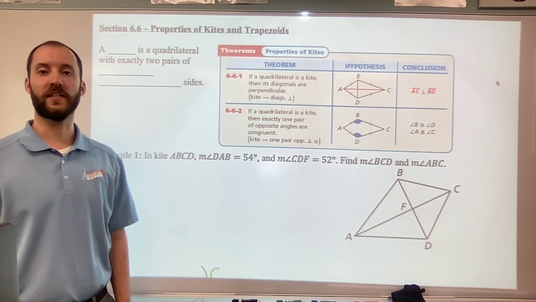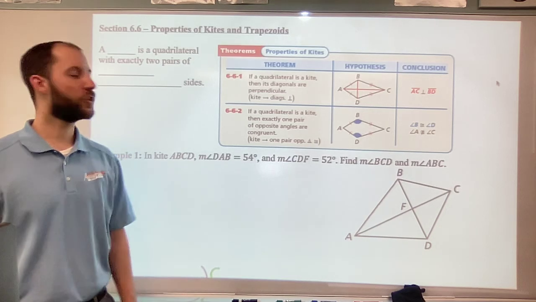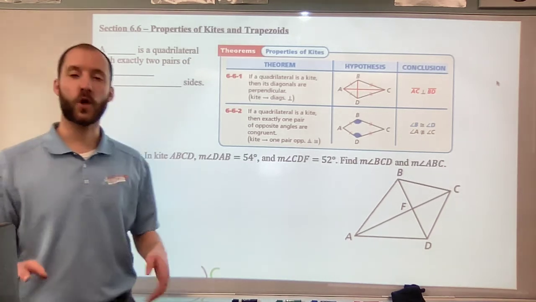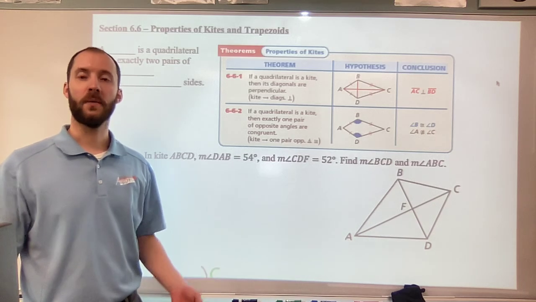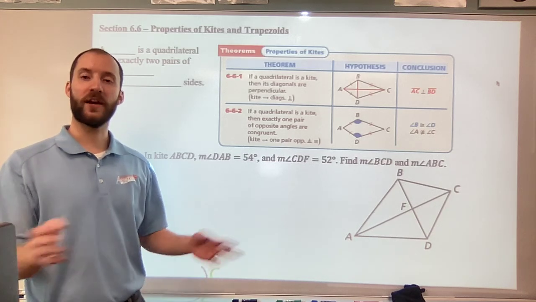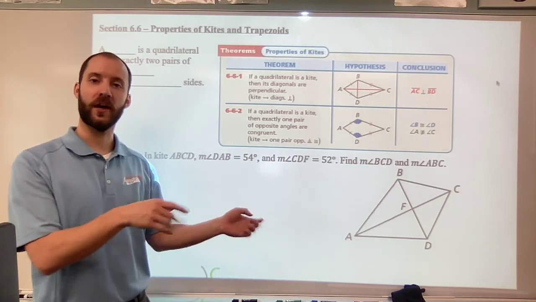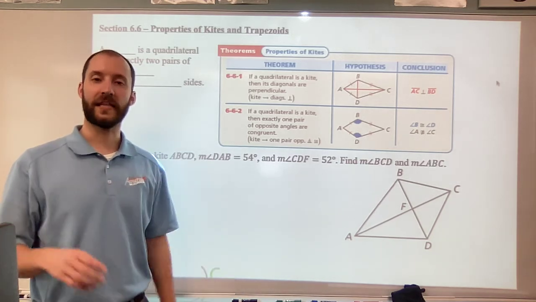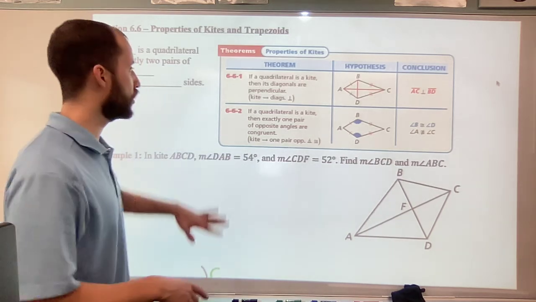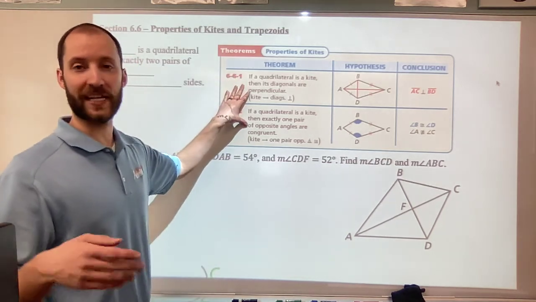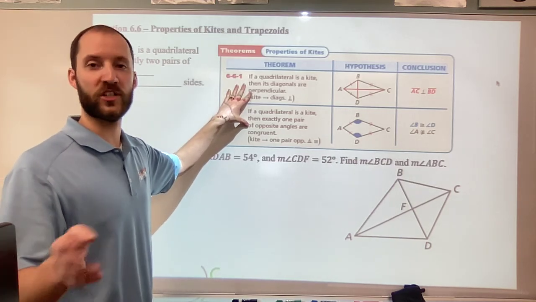Section 6.6, properties of kites and trapezoids. So we're still looking at quadrilaterals, four-sided polygons, but we're not looking at parallelograms. We're looking at these other types of quadrilaterals that have some properties we want to know about. So these, of course, also get added to the first page of your chapter 6 notes.